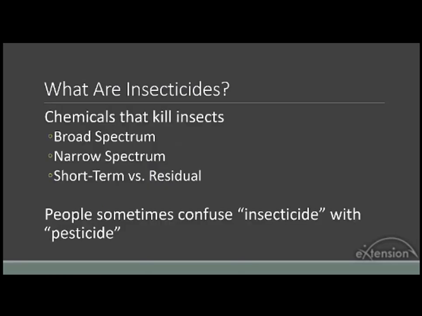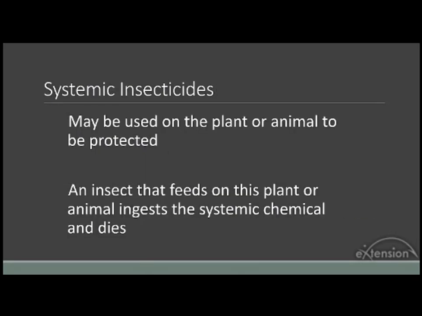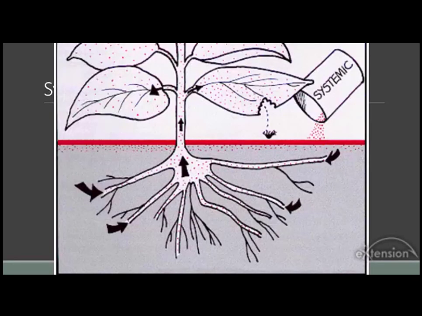So what are insecticides? Chemicals that kill insects. And there are two types of insecticides we're going to discuss, broad spectrum and narrow spectrum. It's also important for you to know the difference between short-term and residual insecticides. Now, you shouldn't confuse the term insecticide with pesticide. A very important distinction to make before using any pesticide is to know if it's systemic or not. Systemic insecticides are those insecticides that are taken up by the plant and then any insect that's feeding on the plant ingests the chemical and dies.